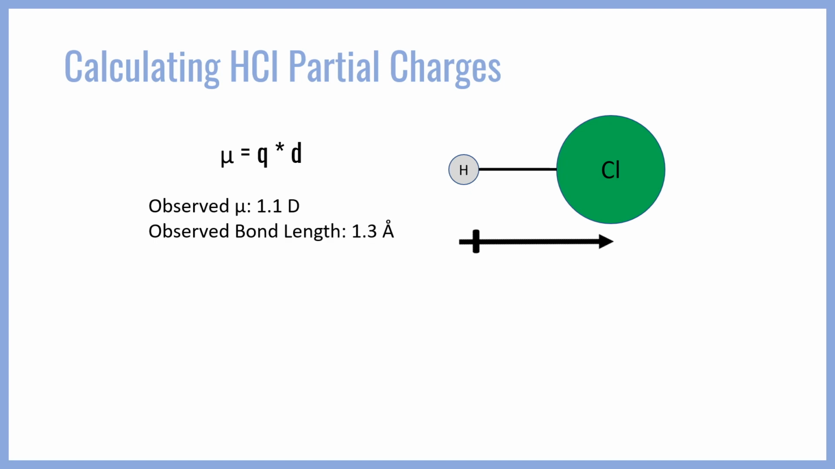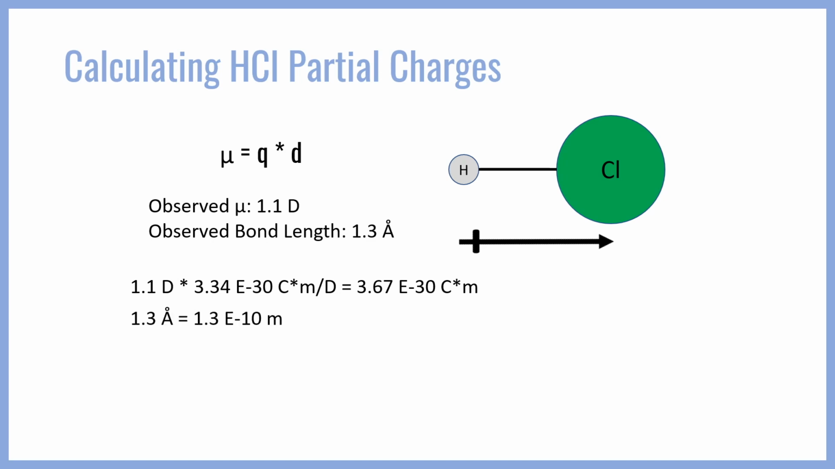Experimentally, the observed dipole moment, though, is going to be 1.1 Debye, and the bond length, which represents how far apart the partial charges are, is going to be about 1.3 angstroms. So to calculate the partial charges, what we're going to want to do first is get these values into our standard units. We're going to convert our 1.1 Debye into Coulomb meters, which we have here, and then our angstroms into meters, which is going to be 1.3 times 10 to the negative 10 meters.